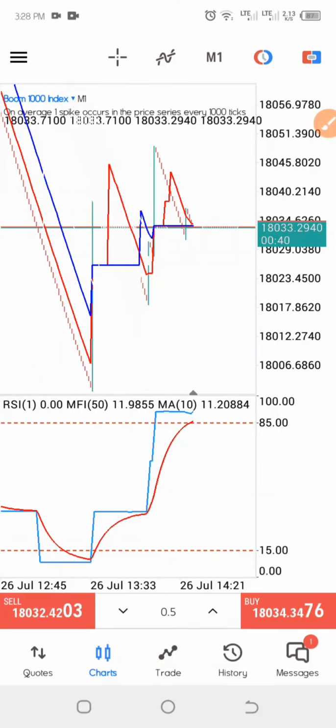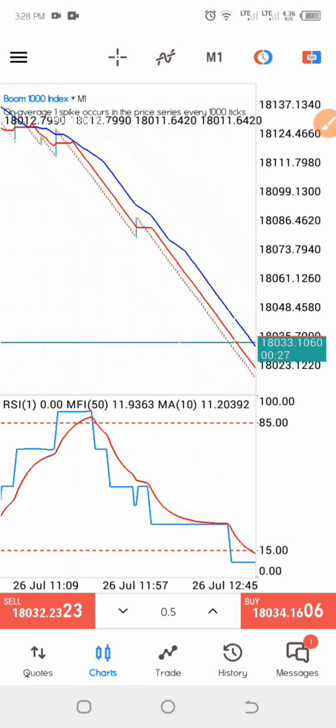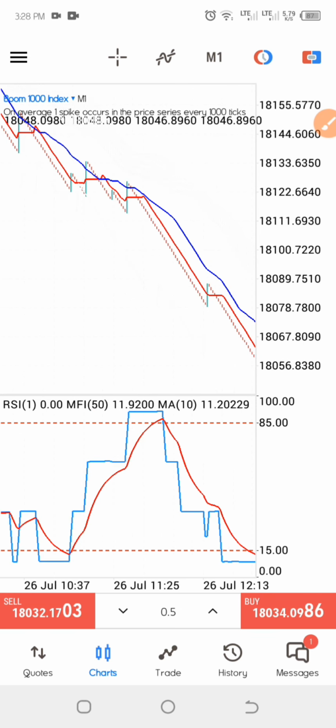So today we are going to be discussing this Boom and Crash scalping strategy. Okay, so this strategy is a very powerful strategy, and it works when the market is trending downwards on Crash, on Boom, sorry, and when trending upward on Boom. And this strategy also works when the price is ranging.